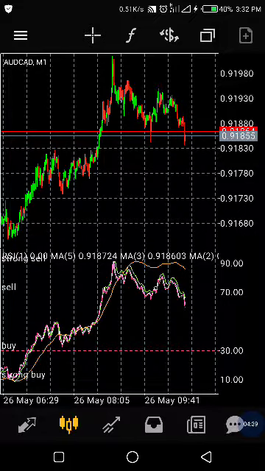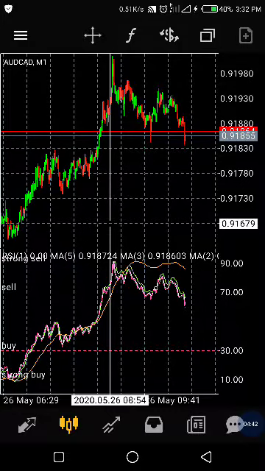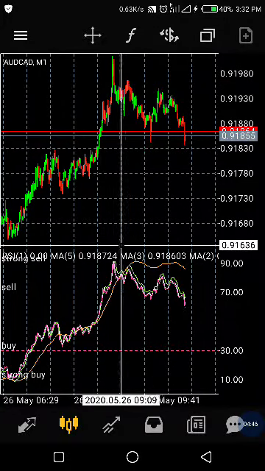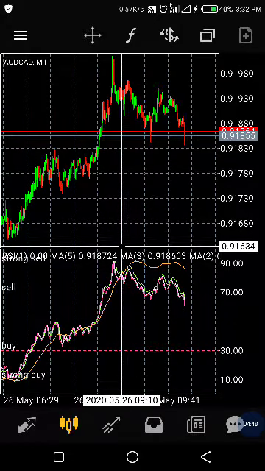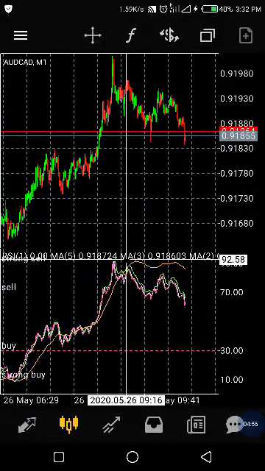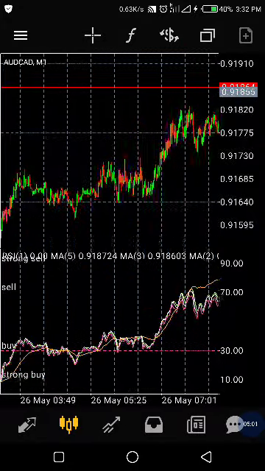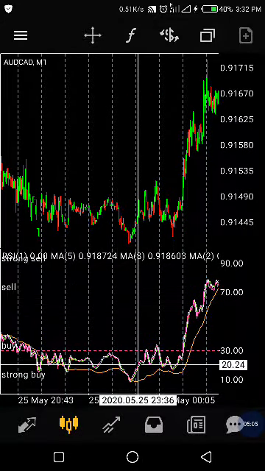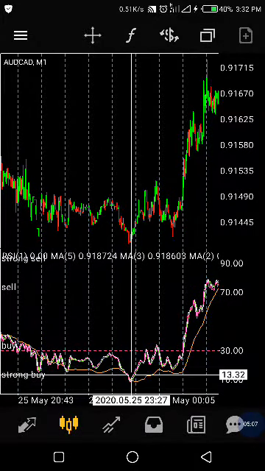So the rule is this: whenever the indicator hits the 90 level and crosses over, it's telling you to sell. It must get to the 90 level for you to enter a sell. Then it goes the same with the buy. It must get to level 10 before you buy.